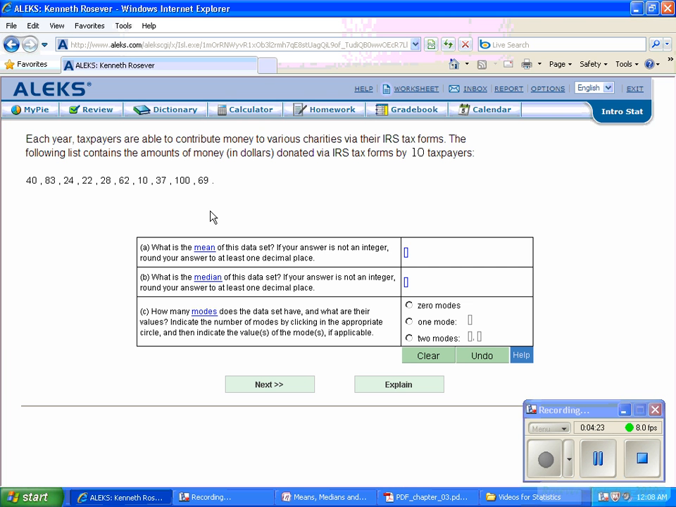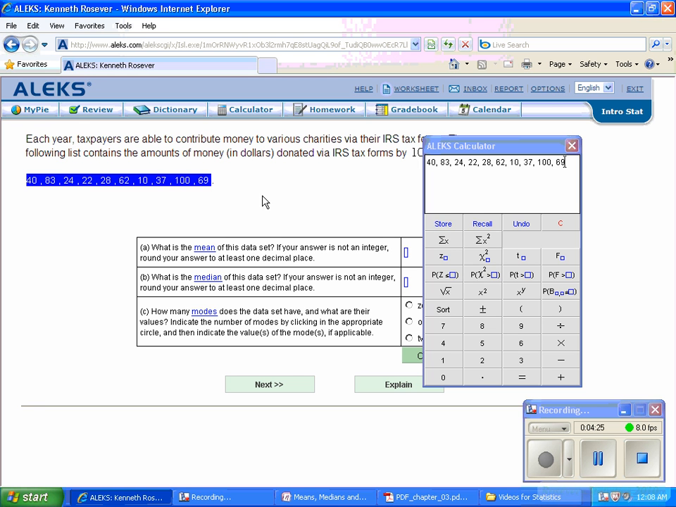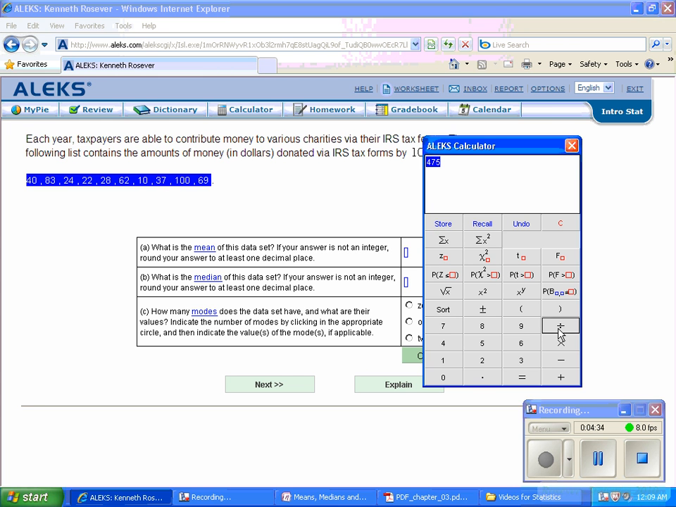How do we get the mean real quick? Put them in Alex by just sliding over them, and then hit the sum of the x's. 475 divided by how many values? There were 10. You shouldn't need to hit the calculator to know that that's 47.5, and then we type that in. The next value we have to find is the median.